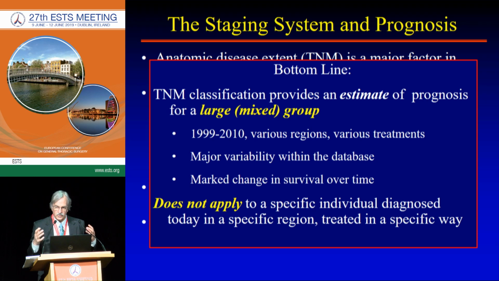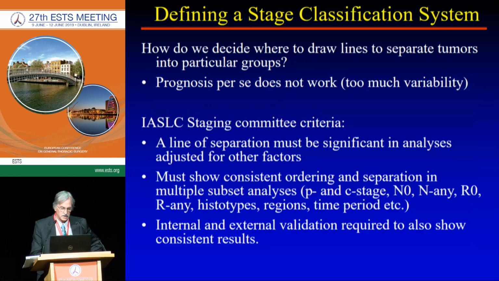And we often look to what is published in the ISLAC publications for prognosis and apply that to patients, and I think you have to be very careful, because what you get from the ISLAC publications is the overall average for a large group of patients diagnosed in 1999 to 2010, so quite a while ago. We have no idea how they were treated, and there's actually a lot of variability in that database. And so if you're applying that to individual patients today that you're treating in a very specific way, I think you have to be very careful. So those are really the main points I want to introduce.